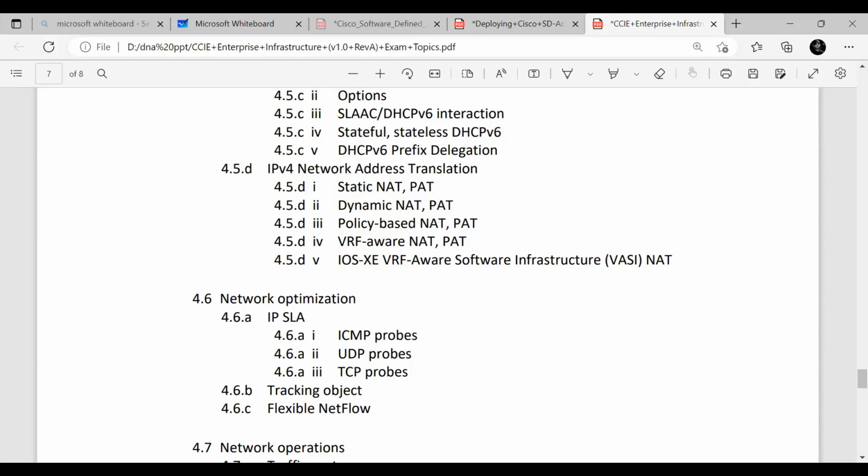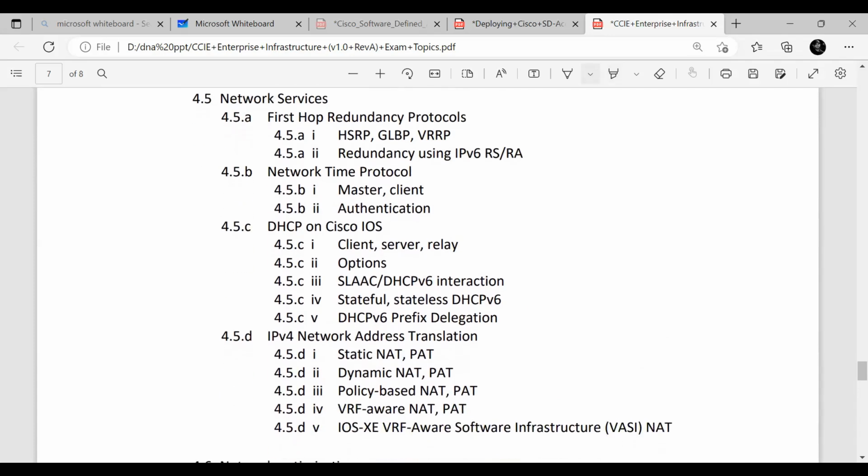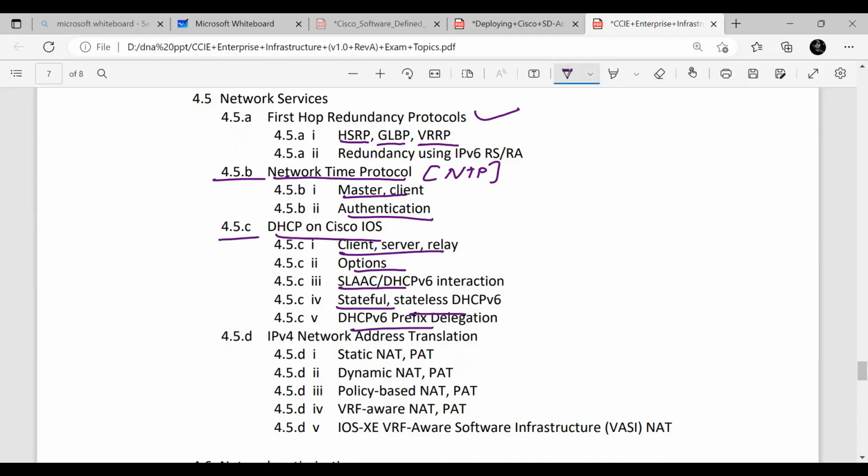So, here you have section 4.5, which is completely dedicated to network services. We know that FHRP protocols are very, very important, if you have HSRP, GLBP, or VRRP. Then we have Network Time Protocol, known as NTP: master, client, and authentication. Then DHCP on Cisco IOS, client, options, relay, stateful, stateless, DHCP version 6, prefix delegation.